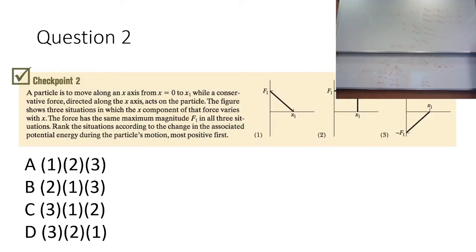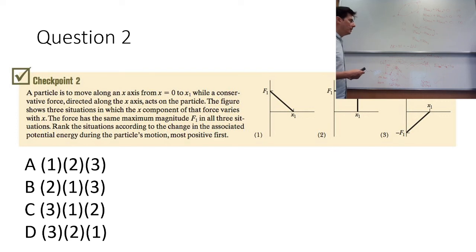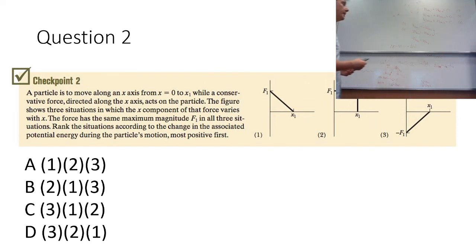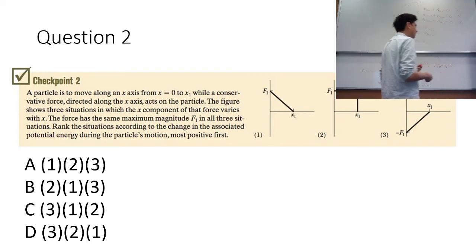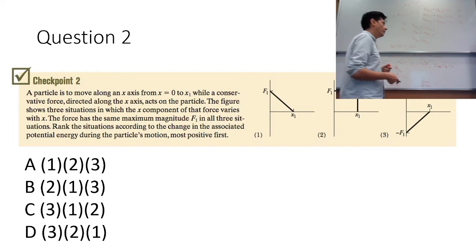Okay, so let's try this one. A particle moves along an x-axis from x equals 0 to x1, while a conservative force directed along the x-axis acts on the particle. The figure shows three situations in which the x component of the force varies with x. Okay, so this is a force versus position graph. The force has the same maximum magnitude in all situations. Rank the situations according to the change in the associated potential energy during the particle's motion, most positive first. Okay.